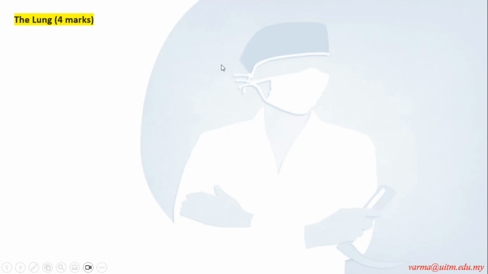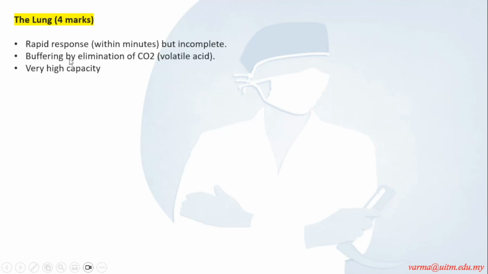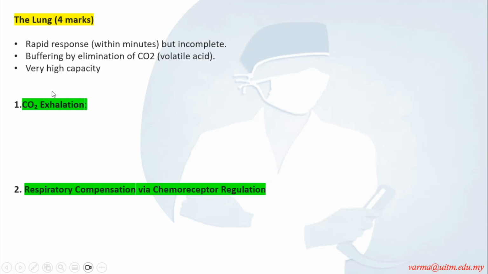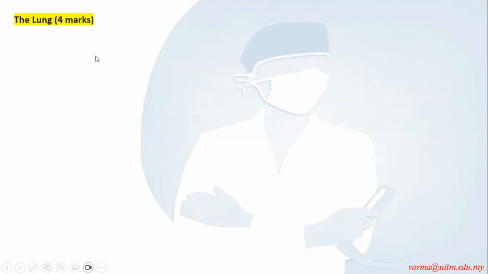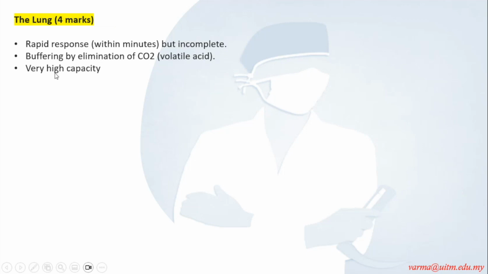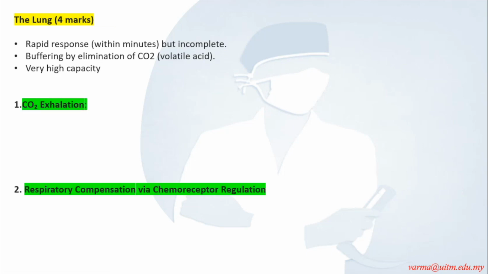So in a detailed answer to get full marks, you're going to talk about the lung's rapid response. The lung response in acid-base balance is within minutes, but incomplete. Buffering by elimination of CO2, which is a volatile acid, has very high capacity. Because the question is the role of the organ in acid-base balance, meaning how do they act as a buffer, or what do they do in acid-base balance? The lung has a very high capacity and a very important role. What do they do? CO2 exhalation, and during CO2 respiration, the respiratory compensation comes into the picture.